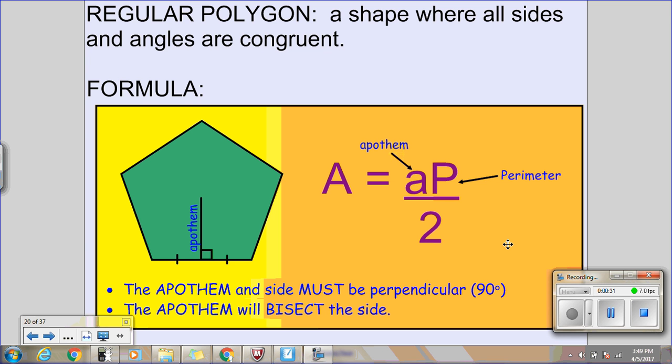Notes to remember: the apothem and the side must be perpendicular. As you can see in our little illustration, the apothem is that line right there, and it's perpendicular with the side of the figure. There's not only one apothem, so this is just an illustration of what an apothem would look like. Also, the apothem will bisect the side that it is perpendicular to. Some things that might help us solve our problems in the near future.